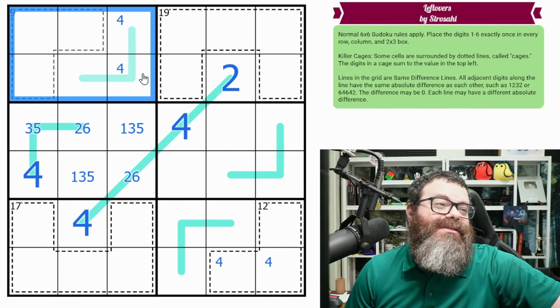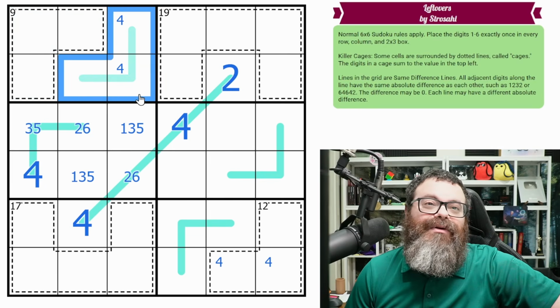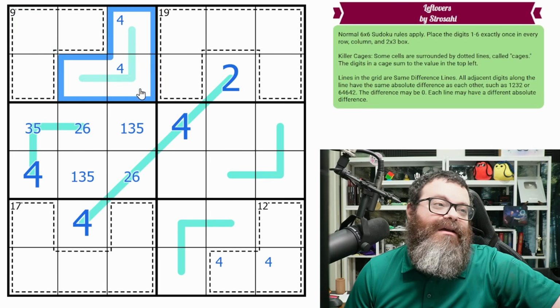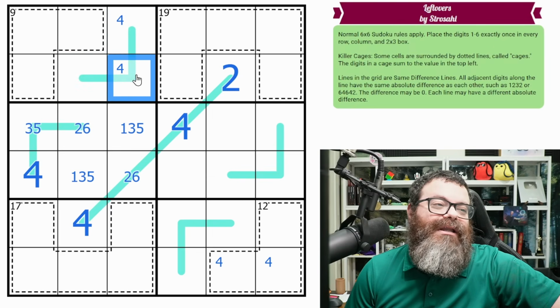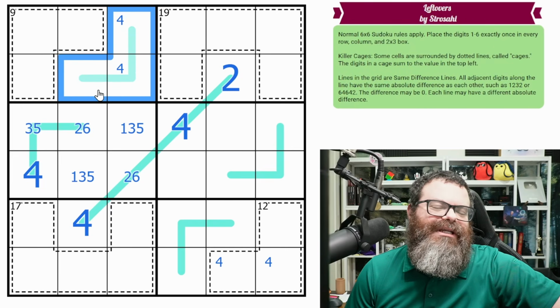Well, the entire box adds to 21. These add to 9. These add to 21 minus 9. 21 minus 9 is 12. So these 3 add to 12. Now, just like this line, we know that we're going to be increasing or decreasing the same amount, because we can't repeat a digit in a box.